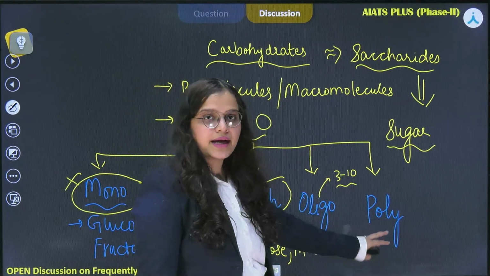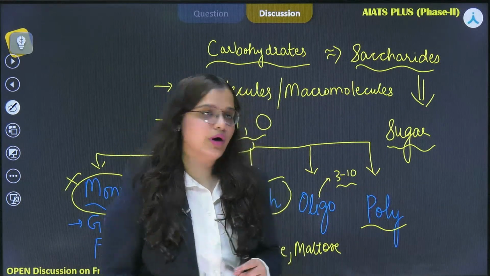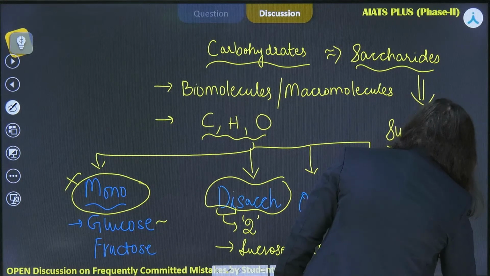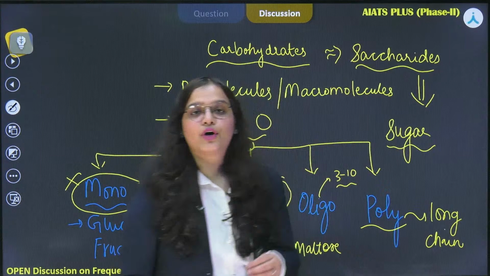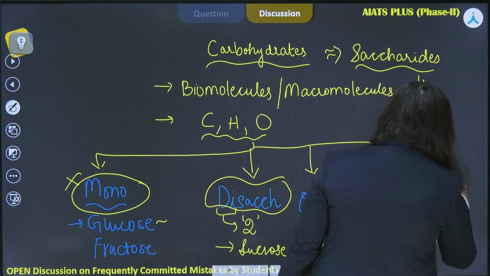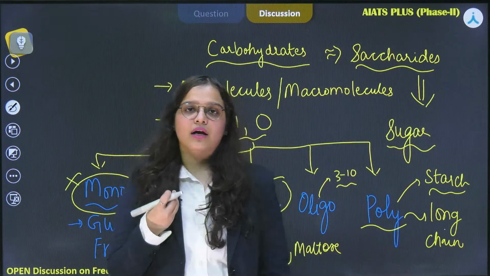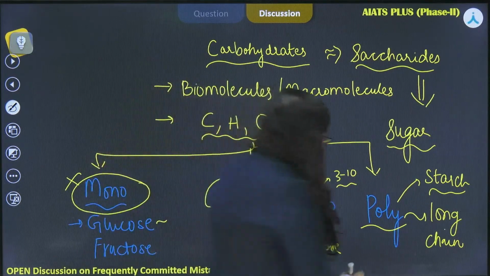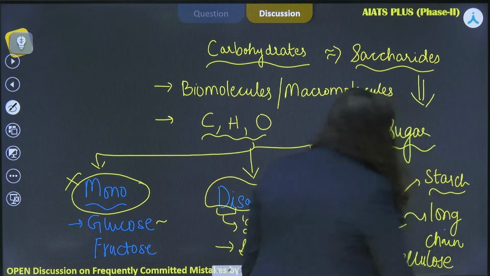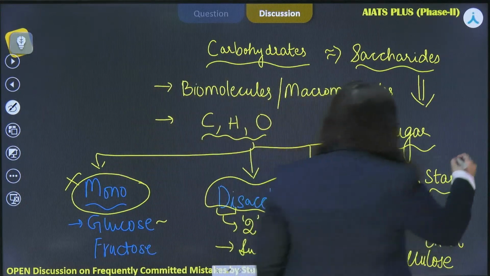Coming then to polysaccharides. Polysaccharides are made up of long chains of carbohydrates. The examples that we have for polysaccharides are starch and cellulose, about which details are given in the NCERT. Starch is the storage component in plants, whereas cellulose is present in the wall of the plants, and we have glycogen.